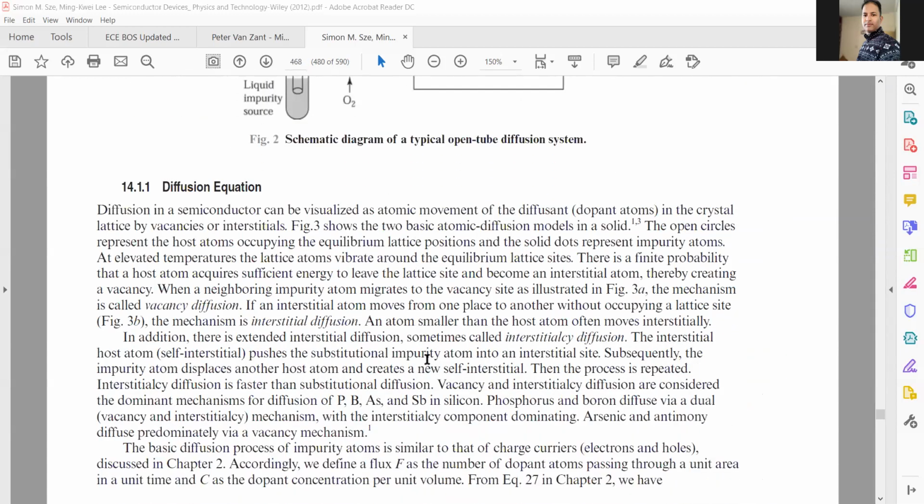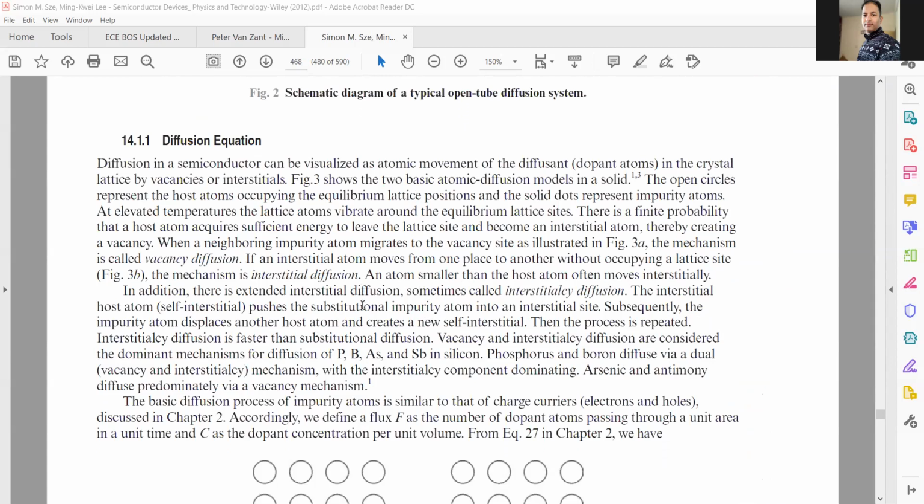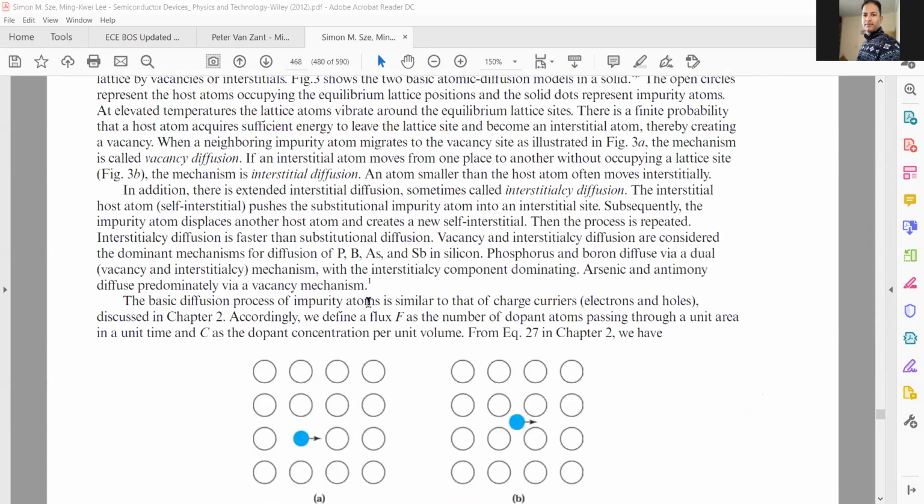Okay. Now let us look into Fick's laws for diffusion. Okay. So we have discussed diffusion in PN junction theory also. Okay, but let's revisit some fundamentals here again.